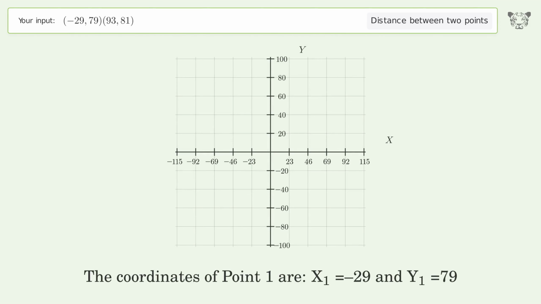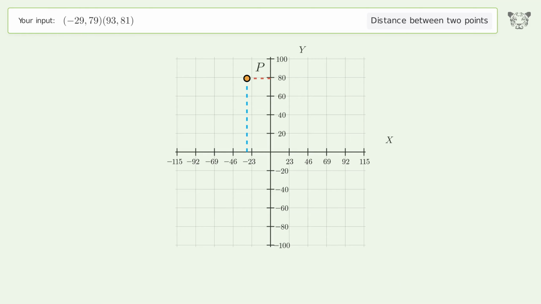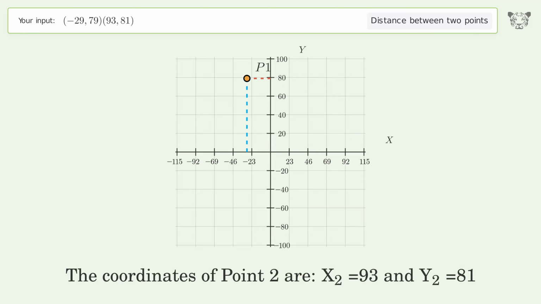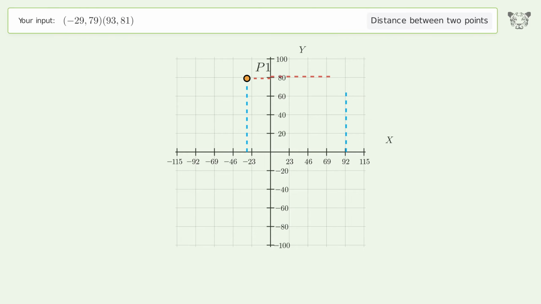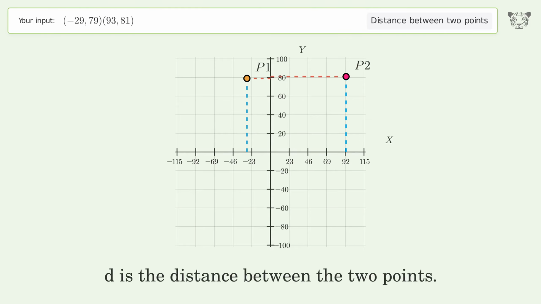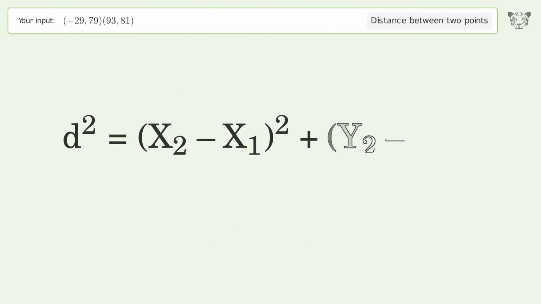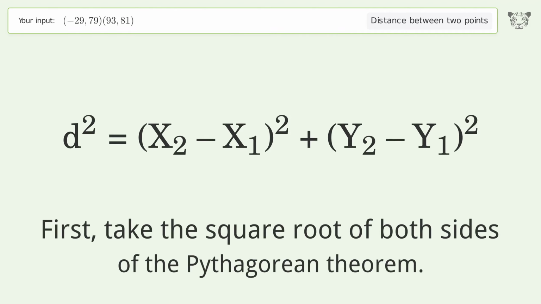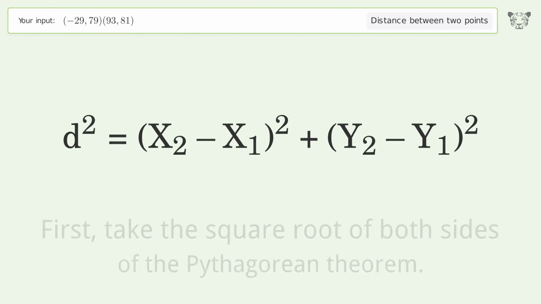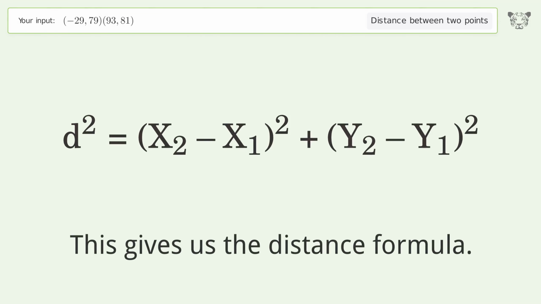The coordinates of point 1 are x1 equals -29 and y1 equals 79. The coordinates of point 2 are x2 equals 93 and y2 equals 81. D is the distance between the 2 points. First, take the square root of both sides of the Pythagorean theorem. This gives us the distance formula.